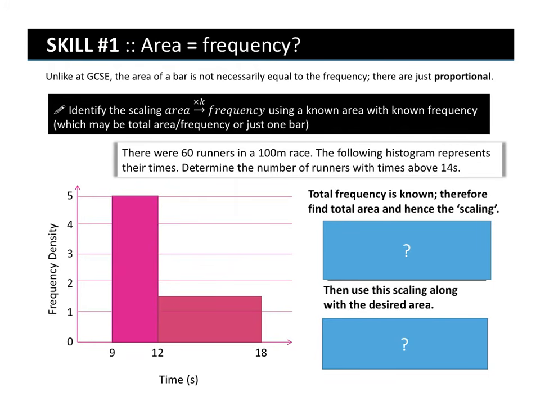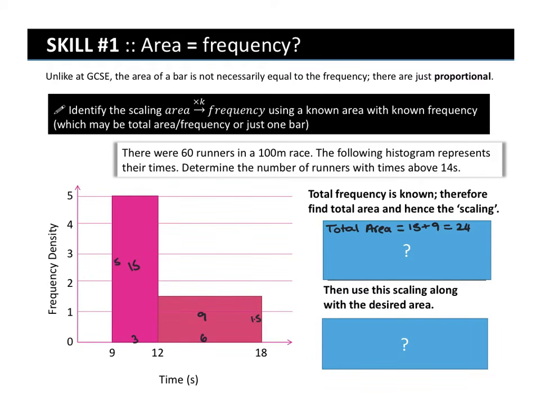Let's have a look at how we do this. There were 60 runners in a 100-metre race. The following histogram represents their times. Determine the number of runners with times above 14 seconds. First of all, the total frequency is known. So to find the total area and hence the scaling, what is our total area? 9 to 12 is 3, times 5, so this is 15 units squared. 12 to 18 is 6, times 1.5, so this is 9. My total area is 15 plus 9, which is 24 units squared.